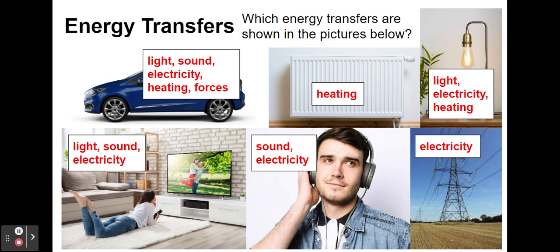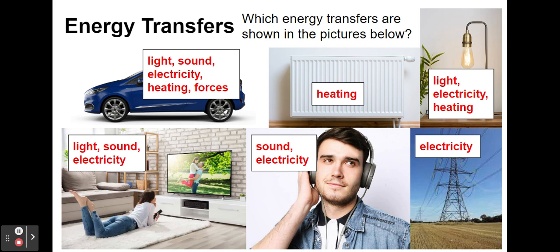From a TV, there is light, sound, and electricity being the transfers. From a pair of headphones, sound and electricity. And from these pylons here, just electricity. There would also be a small amount of heating in that example as well.